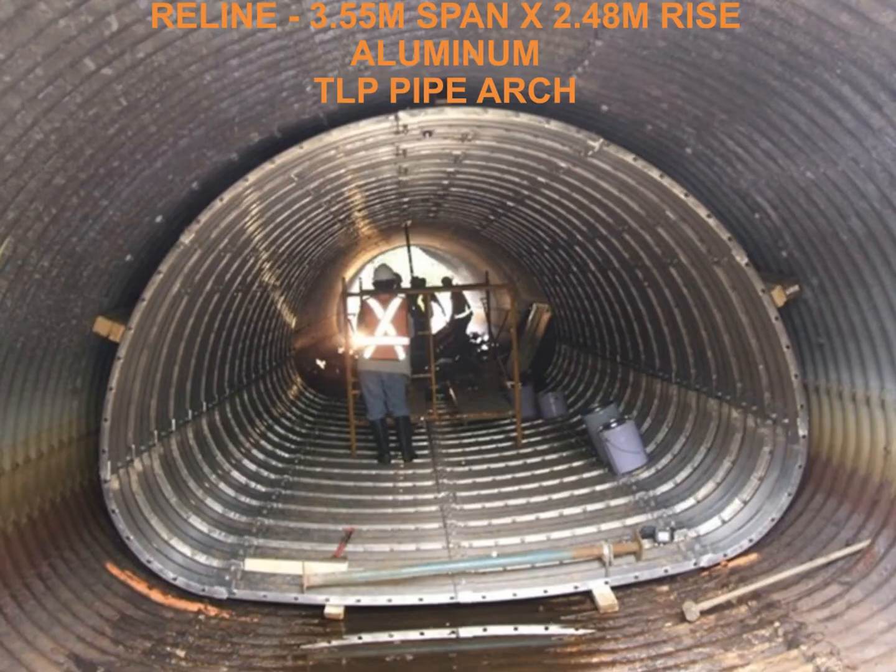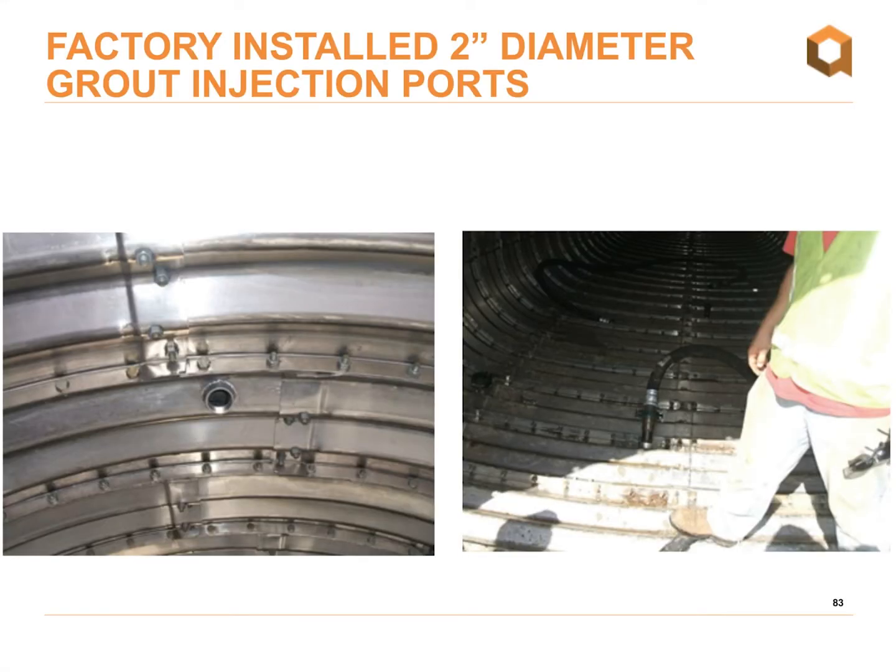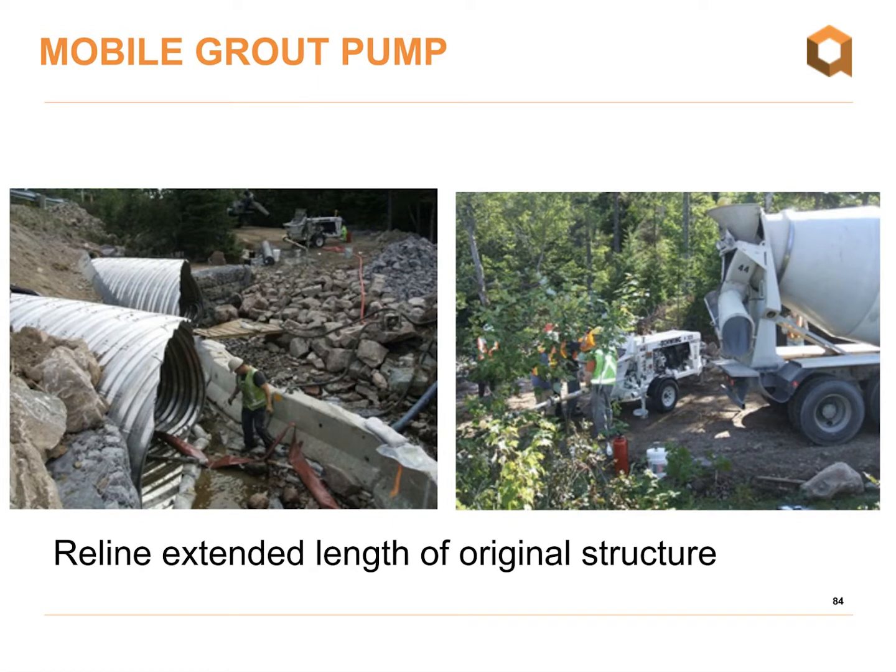And here you can basically see just the simple wood blocking to keep the structure in alignment during the grouting process. Factory installed grout ports, of course, allowed the grout to be injected at specific intervals along the length of the structure. This reline also allowed the length of the original structures to be extended. And in the other photo, of course, you can see the concrete truck bringing the grout mixture to the pump.